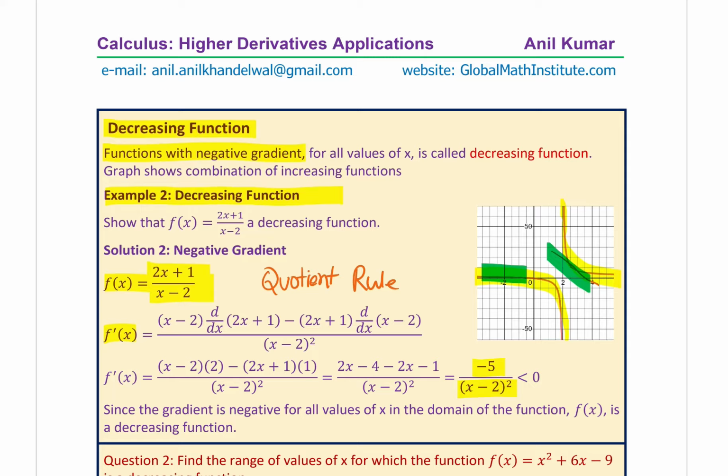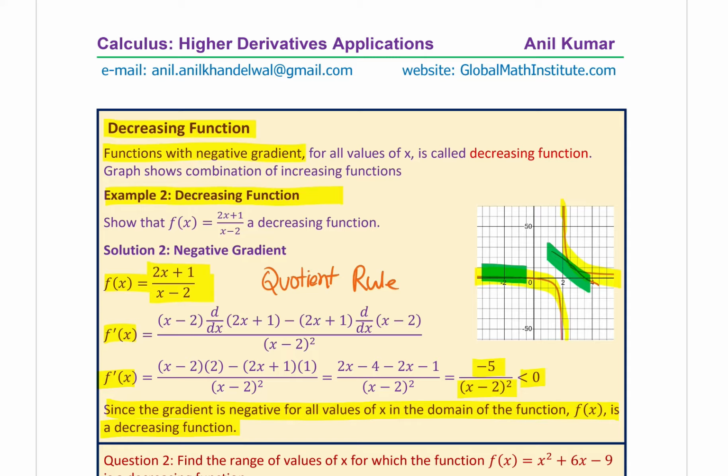Since it is negative, and the denominator is positive, (x minus 2) squared, right? Square terms are always positive. The whole thing will be less than 0. Since the gradient, or the derivative, is less than 0, we can say that the function is decreasing in its domain. Is that clear to you?